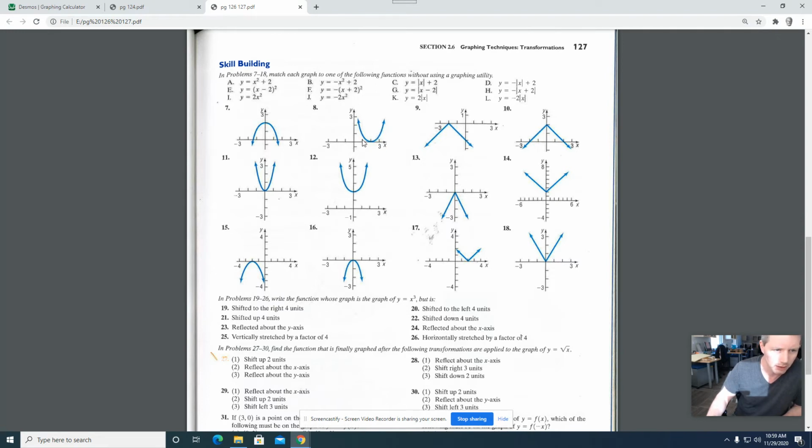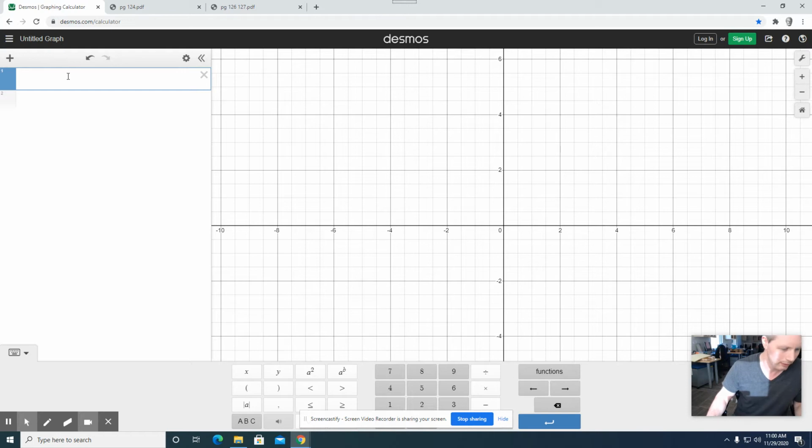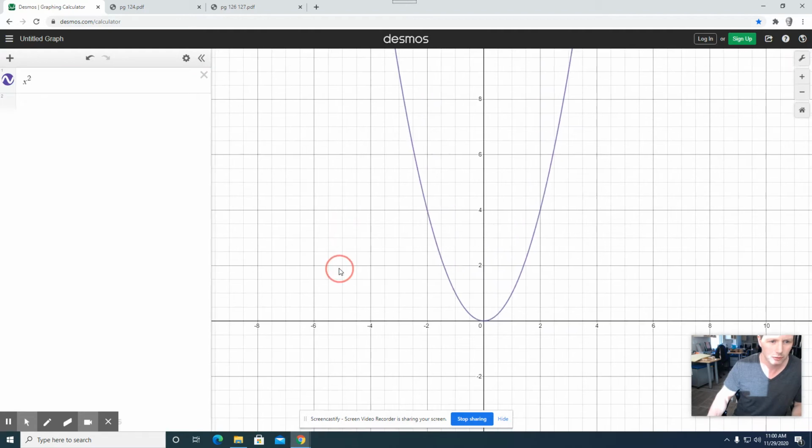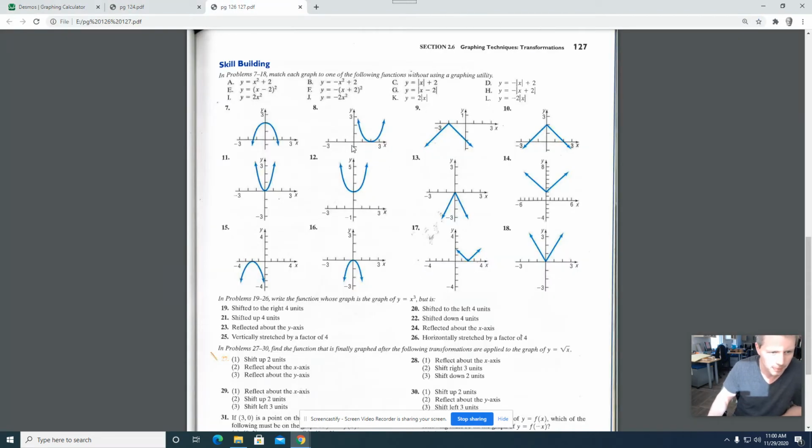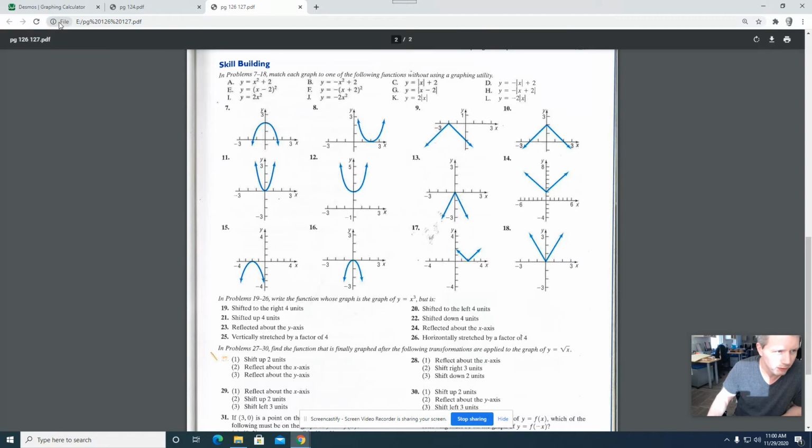Starting with number 8. It says in problems 7 through 18, match each graph to one of the following functions without using a graphing utility. So the original function we're given is y is equal to x squared, the function we just had. I will put in here, again, y is equal to x squared. That's the original function that we're given in these problems. So what has happened is that the function y is equal to x squared has been moved around.